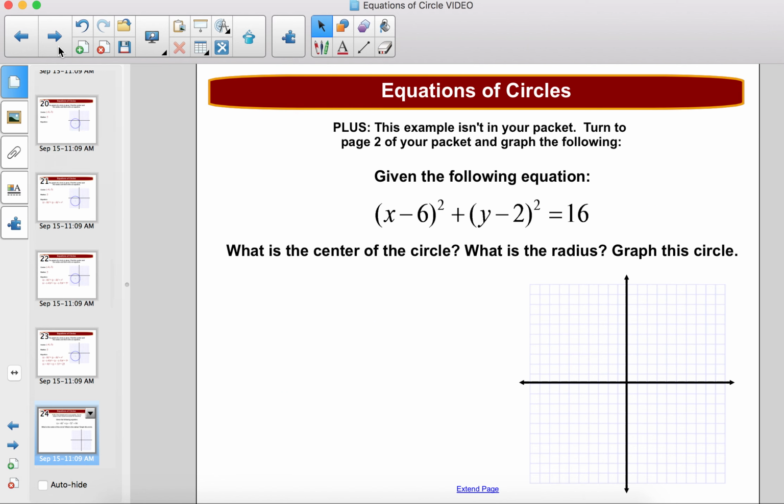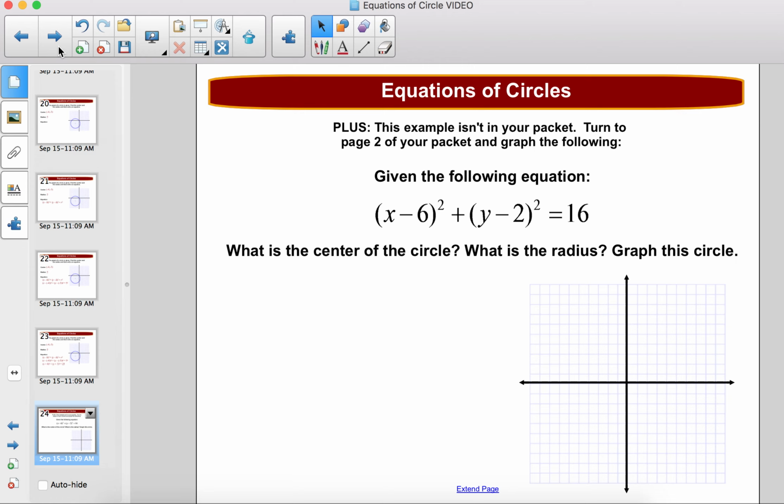Let's try another one. This example, again, is also not in your packet, Geometry Plus students. So you can go back to that first page where you had all those circles and just practice this one here. If you just graph it, you should be good. Geometry Regular, just keep going in your packet. This should be the next problem.